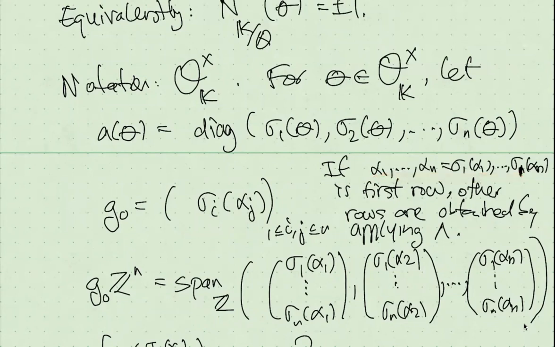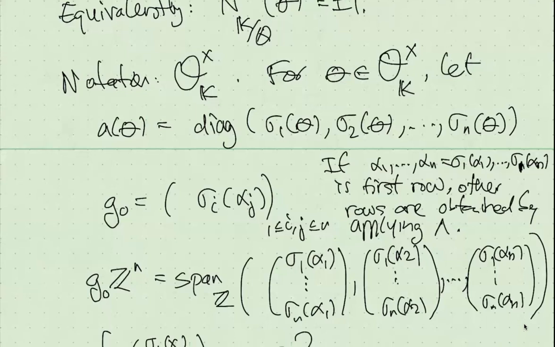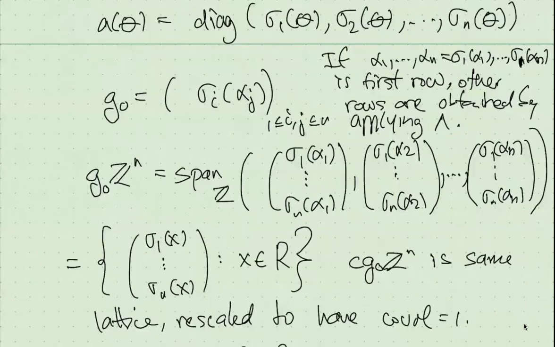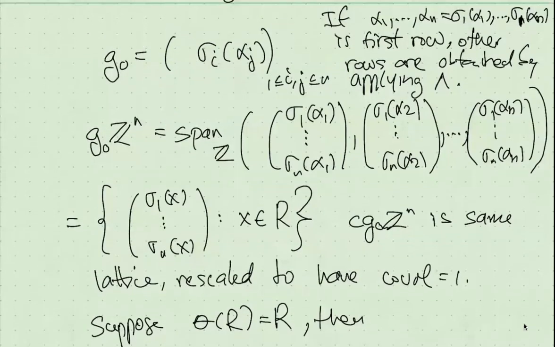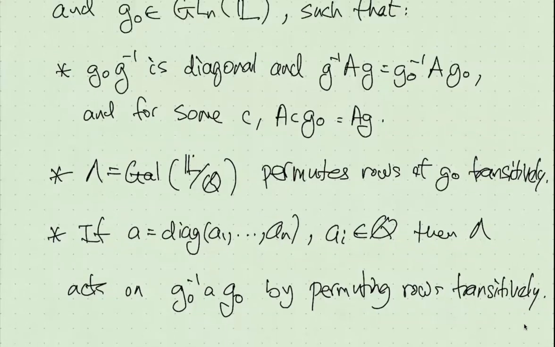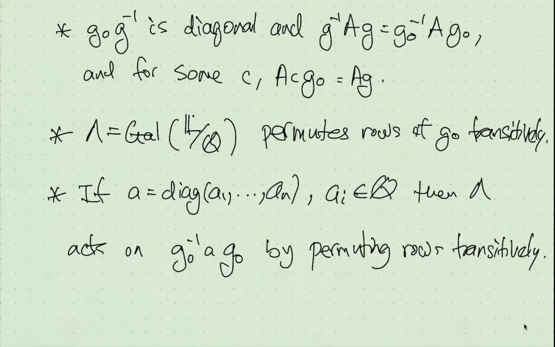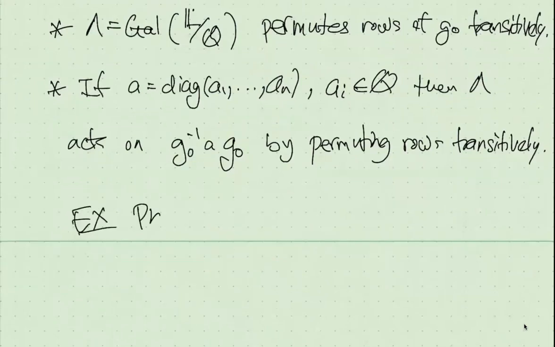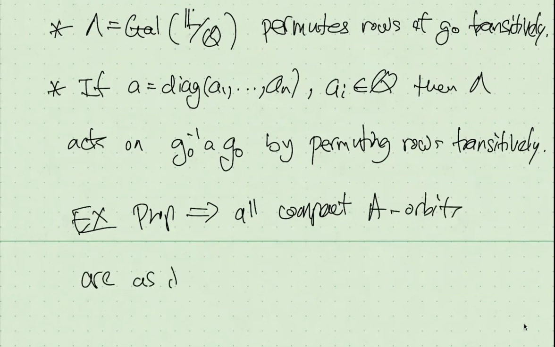But algebraic numbers can be multiplied by a common factor to make them all algebraic integers. So if you multiply them all by a sufficiently large factor, you can make all of these simultaneously algebraic integers. And therefore you arrive at the same description that we had before. I'm not writing it down, but let me leave that as an exercise: the proposition implies all compact A orbits arise as in the example.